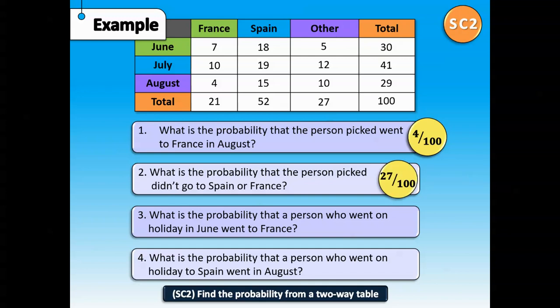What is the probability that a person who went on holiday in June went to France? We look at how many people went on holiday in June, that's 30, and how many of them went to France, that's 7. So our answer is 7 out of 30. And finally, what is the probability that a person who went on holiday to Spain went in August? We look at how many people went on holiday to Spain, that's 52, and 15 of them went in August. So that's 15 out of 52.